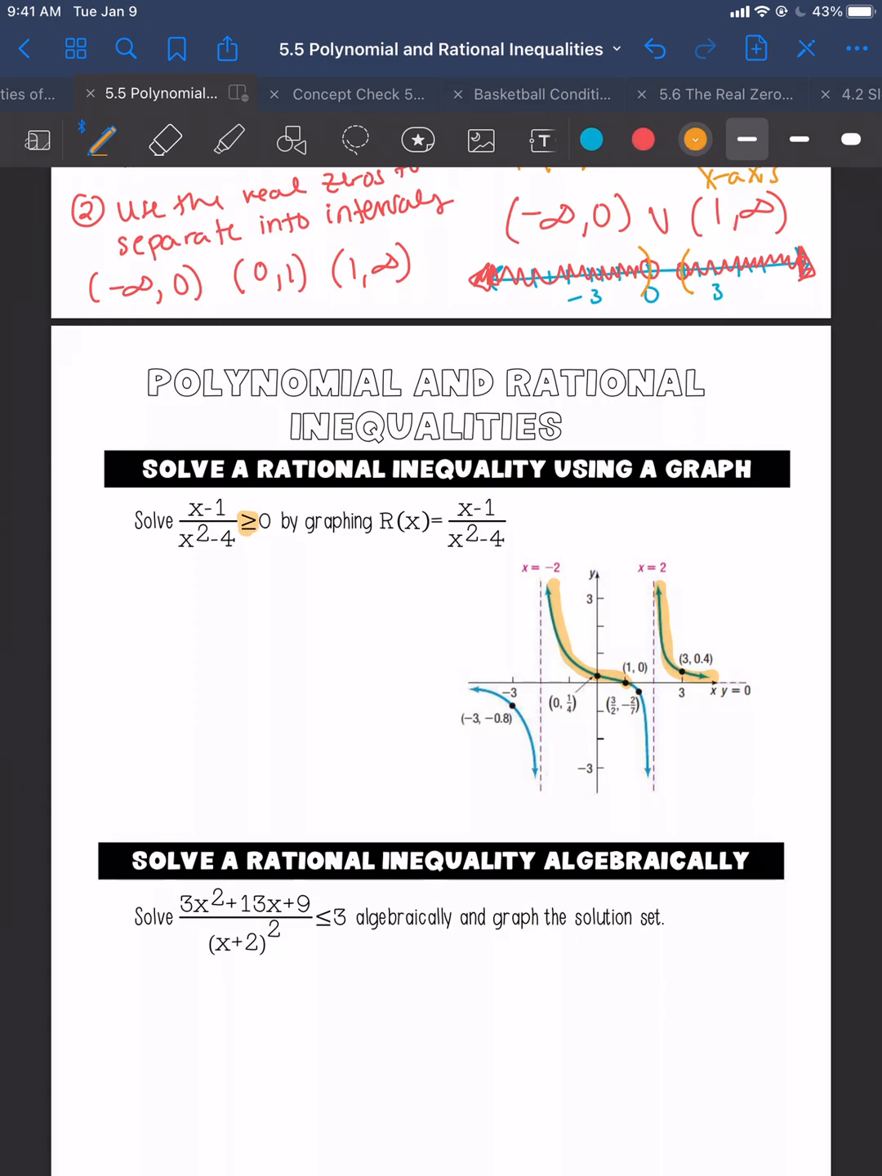So my endpoint for my left-hand side is actually my vertical asymptote of x equals -2. So it's going to be -2 to 1, where 1 is included, in union with, we go from the vertical asymptote of x equals 2 to positive infinity. It is above the x-axis that entire time.